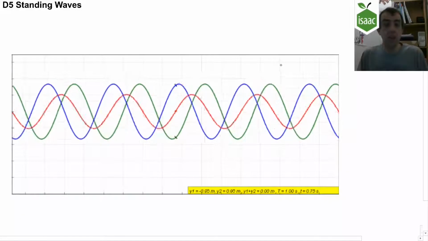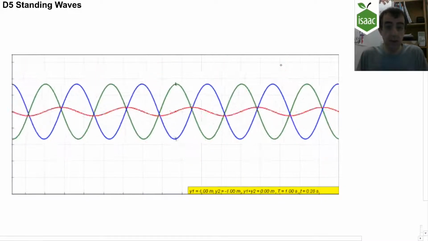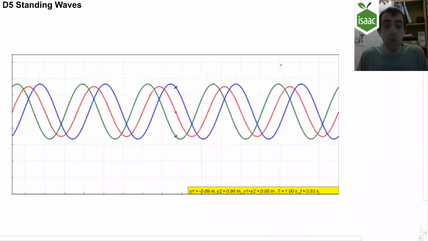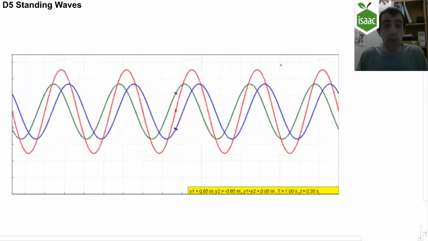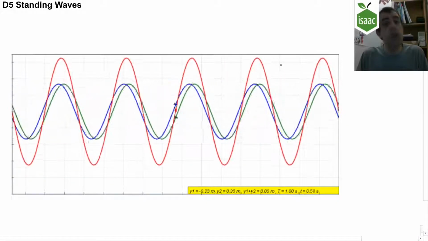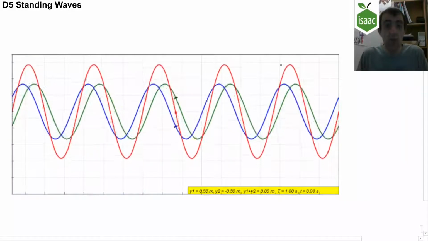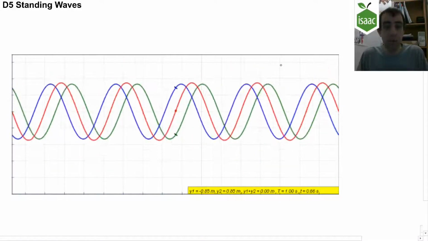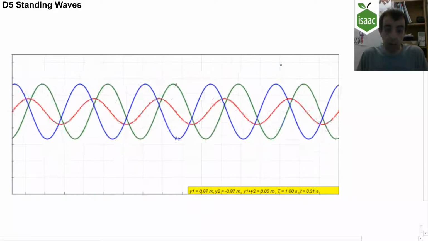You will see that there is a blue wave moving from right to left, and there is a green wave moving from left to right. They have the same wavelength and they have the same frequency, which is why they are travelling at the same speed. The red wave is formed by adding the displacements of the blue and green wave together.